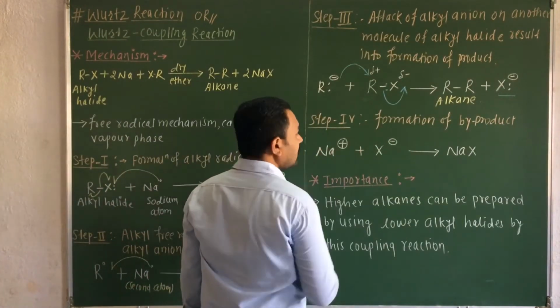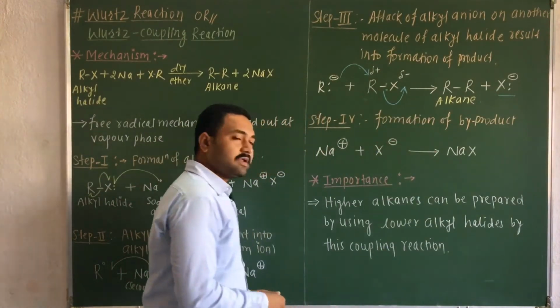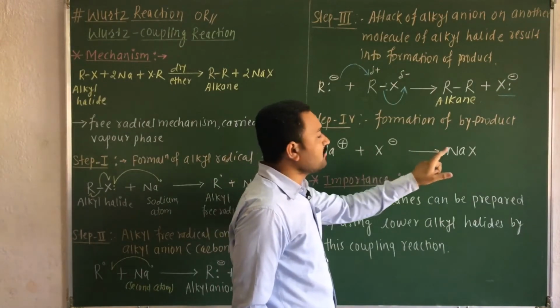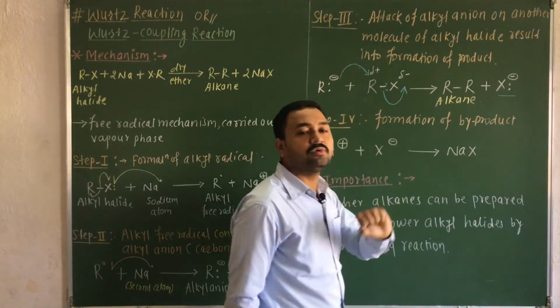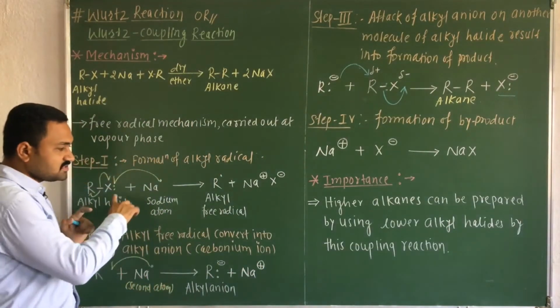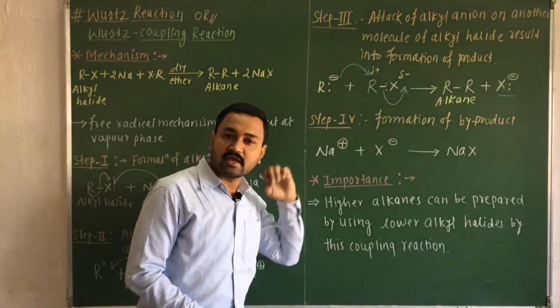Okay, now the last step, the formation of the byproduct. So lastly, the sodium ion and the halide ion combine to give the second molecule of your sodium halide, and this is the simple reaction mechanism for your Wurtz coupling reaction.